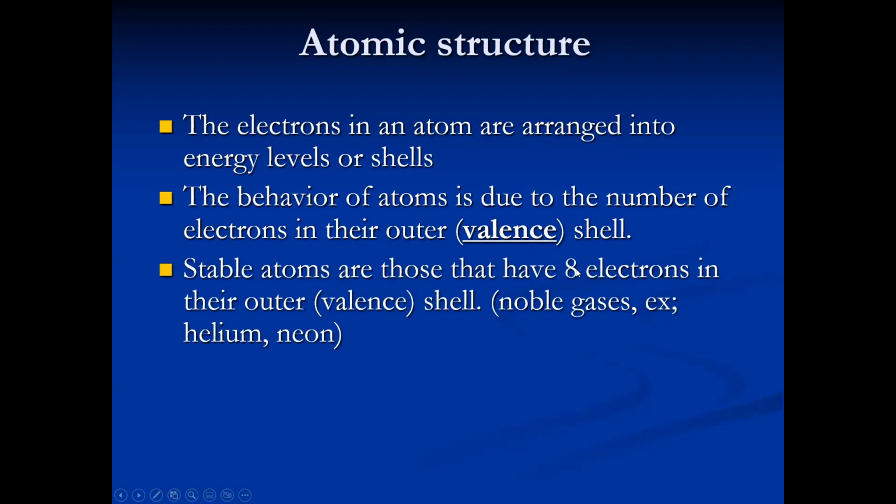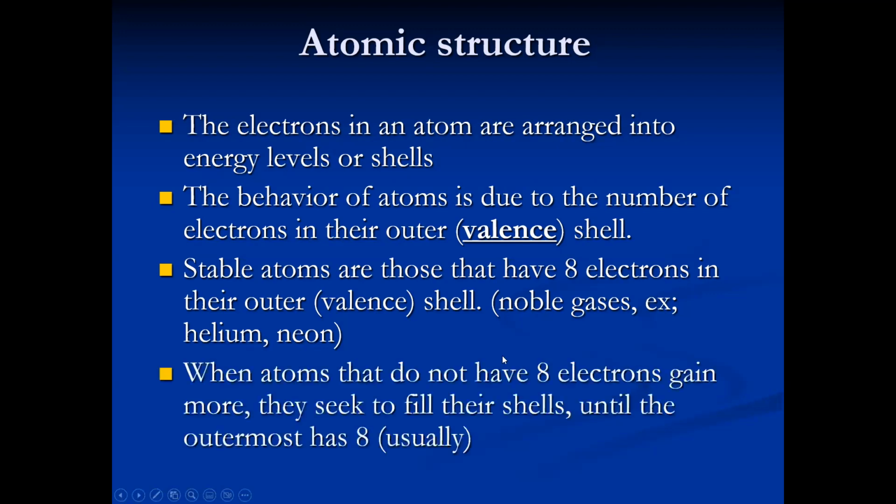Stable atoms are those that have 8 electrons in their outer or valence shell. On the previous image that I showed you, the periodic table, all the ones in the far right column are called the noble gases. Why are they called noble gases? Because as in the nobility, they don't want to mix with the common folk or other atoms. So only those in the far right-hand column don't react, don't mix with other elements.